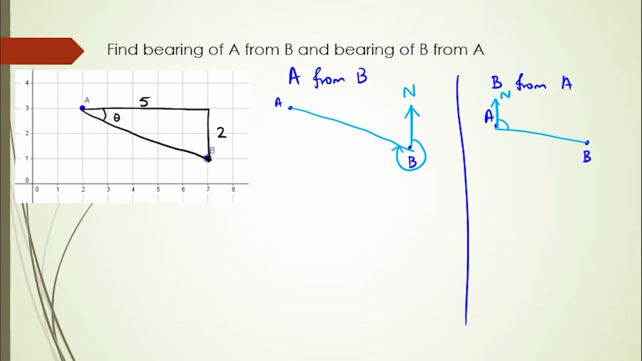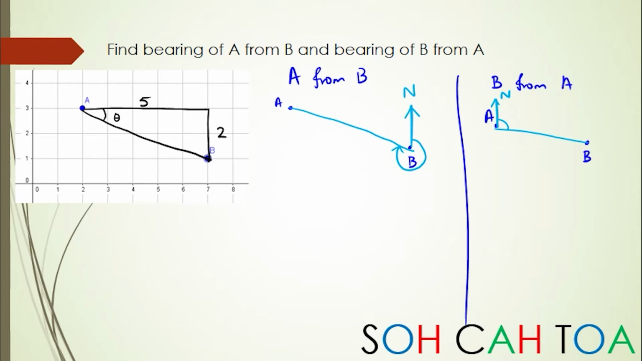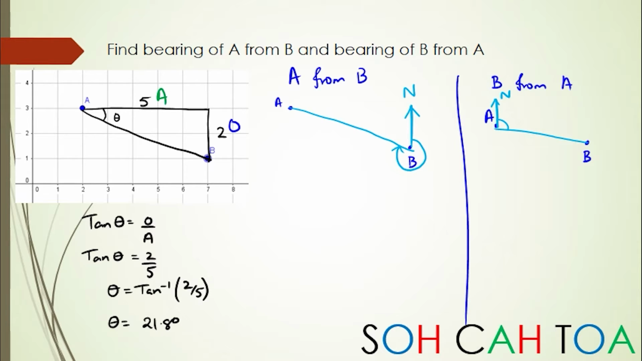In this case, we have opposite and adjacent, so we've got to use SOHCAHTOA. My opposite is 2, and my adjacent is 5. So tan theta equals opposite over adjacent. Tan theta equals 2 over 5. So theta equals shift tan of 2 over 5, which is 21.8 degrees. So this angle here is 21.8 degrees.